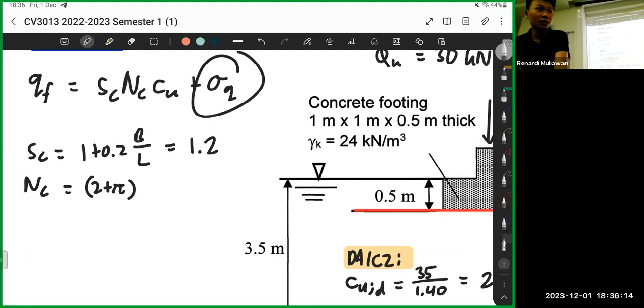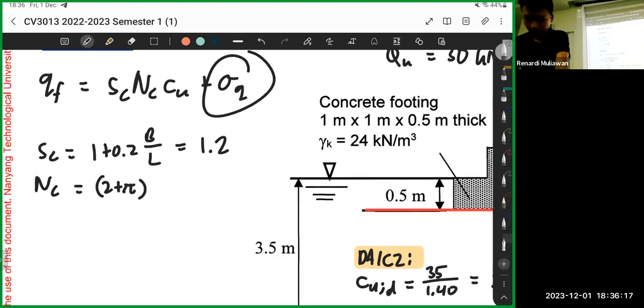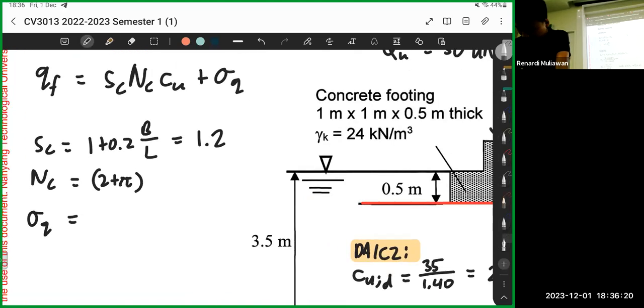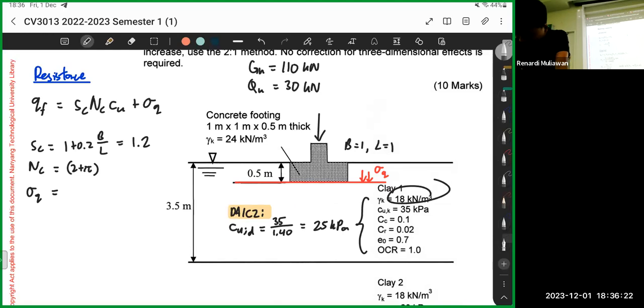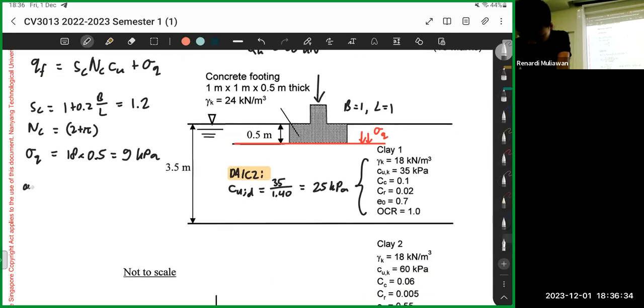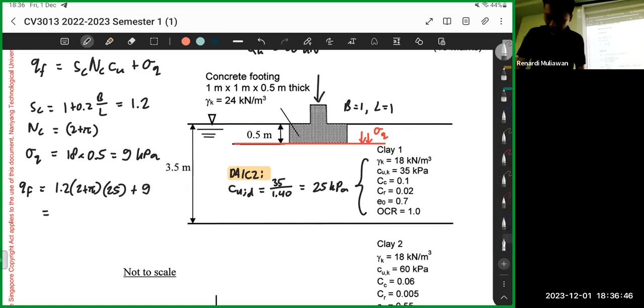Then sigma q is the total stress at the foundation level, right? So sigma q is 18 times 0.5, correct? So it's 9 kilopascals. Therefore, qf is Sc 1.2 times 2 plus pi times cu, which is 25, plus 9. So that will give you 163. So that's your resistance.